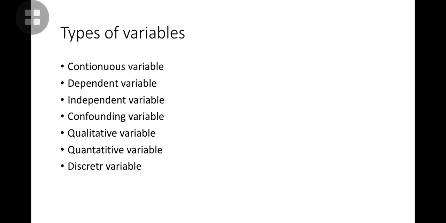Confounding variable. A confounding variable is a variable that obscures the effects of another variable. It is also known as extraneous variables or intervening variables. Confounding variables muddy the water.